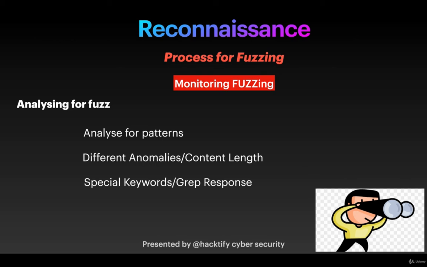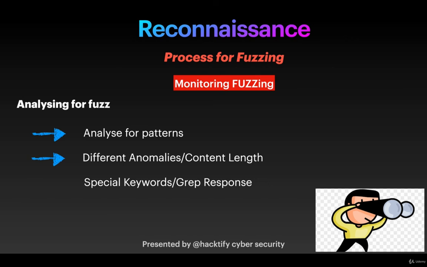The last step is monitoring. Once you are fuzzing the web application, how are you going to identify if you have found something useful? We are going to analyze the patterns that we are getting while fuzzing. We are going to check for different anomalies or the content length for different types of requests. For instance, if you are sending a request for XSS, we are going to check the response: whether there is any sanitization of the special characters that we have sent, or our payload is coming back as it is without any type of HTML encoding.